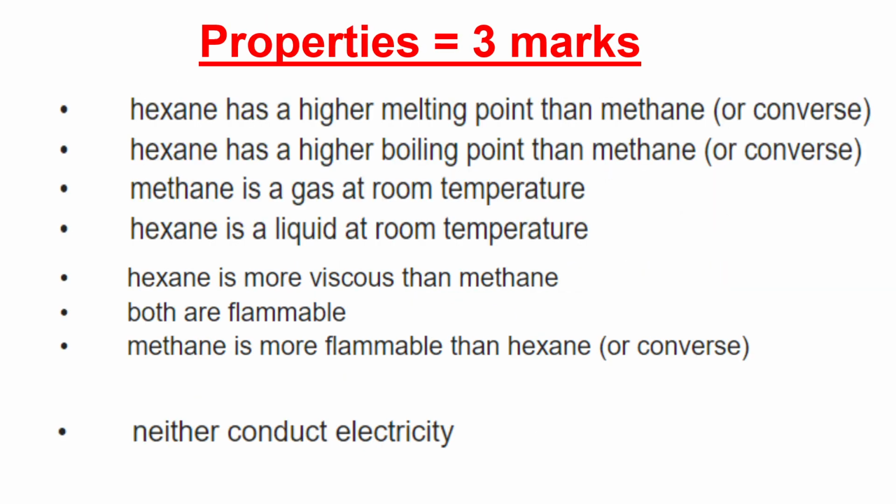Very, very easy. Properties, hexene will obviously have a higher melting point and boiling point because it's got stronger weak intermolecular forces. Methane is a gas, hexene is a liquid, and then viscosity. Hexene will be more viscous and both are flammable. And at the end, they chuck in neither conduct electricity. Not something I would have put down, but it is on the marking scheme.